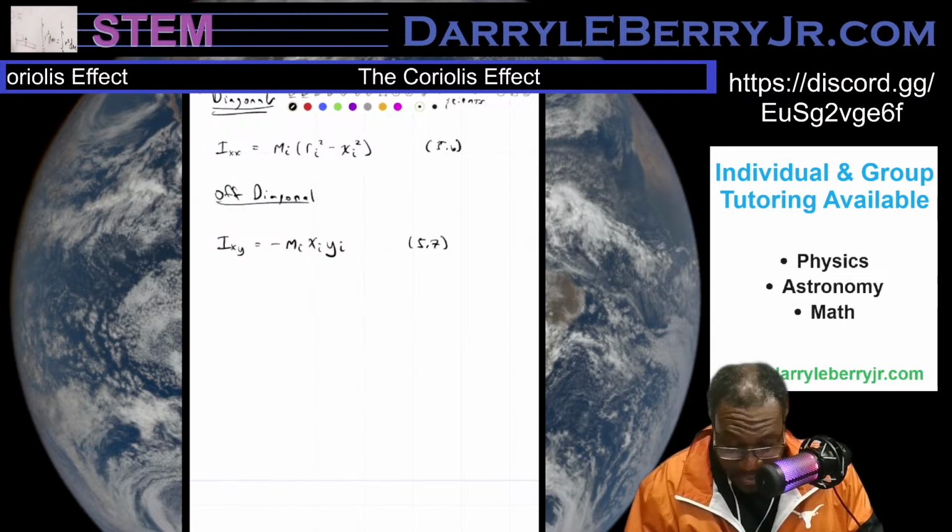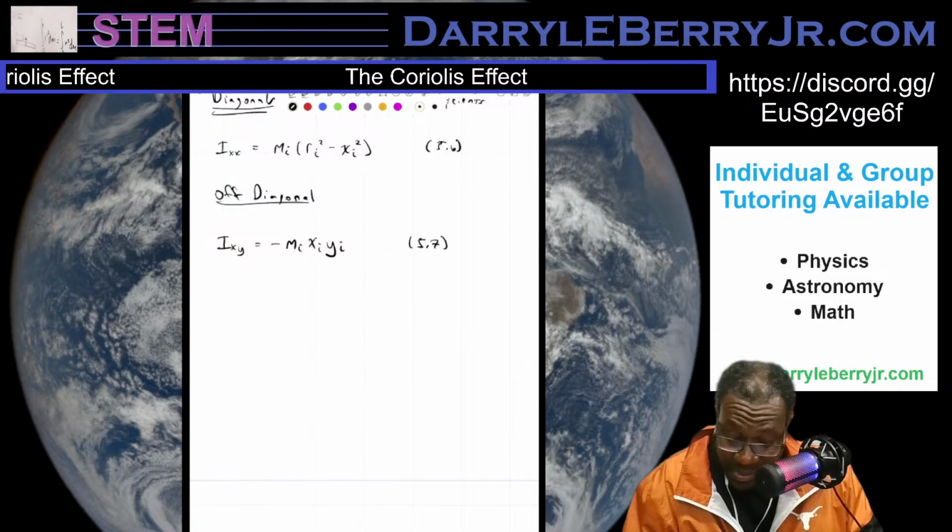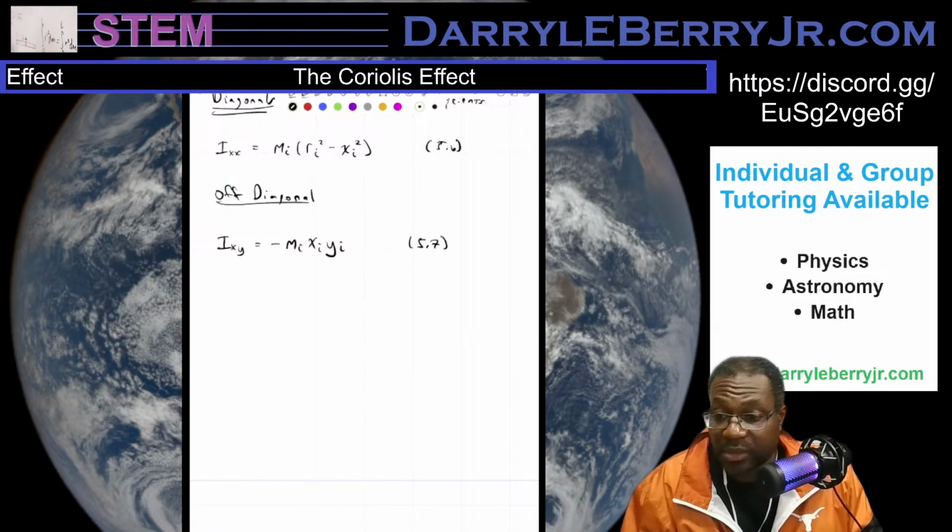In equations 5.6 and 5.7, the matrix elements appear in the form suitable for a rigid body composed of discrete particles. For continuous bodies, right? I think this is a good place to stop.